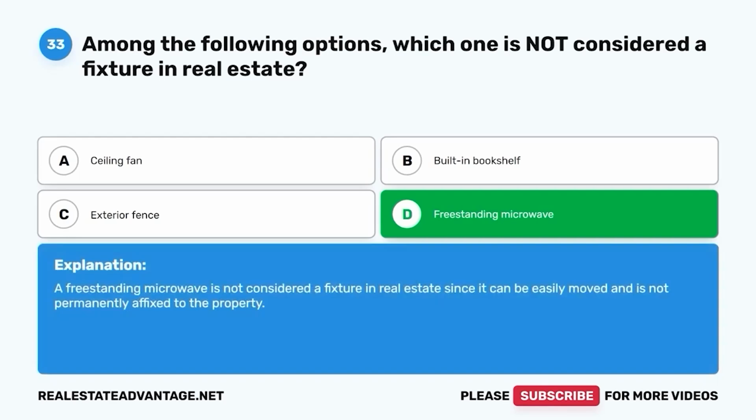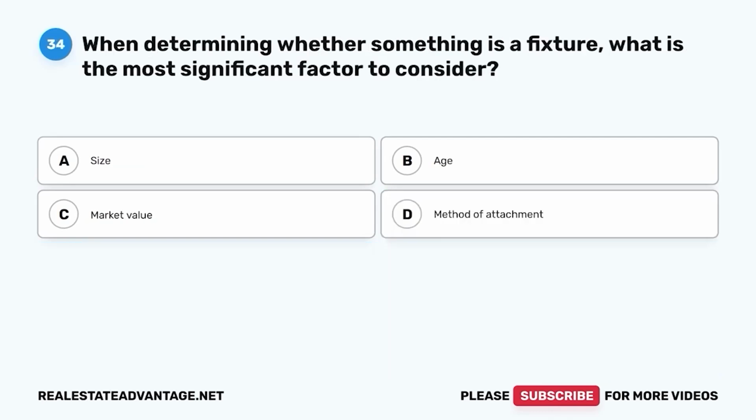A freestanding microwave is not considered a fixture in real estate since it can be easily moved and is not permanently affixed to the property. Question 34. When determining whether something is a fixture, what is the most significant factor to consider? A. Size. B. Age. C. Market value. D. Method of attachment.